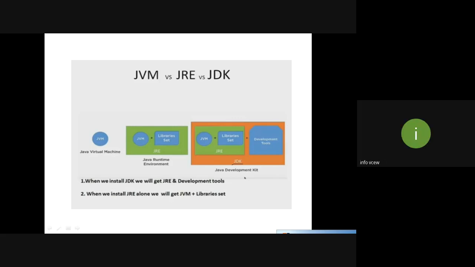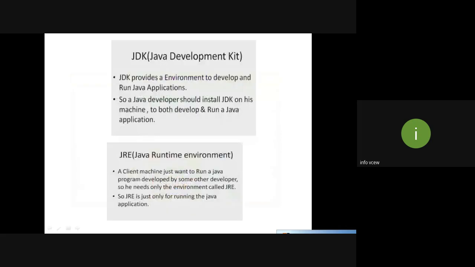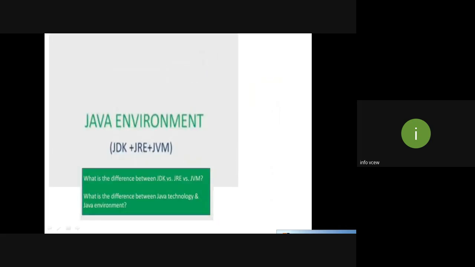Yes, ma'am. The difference between these two. So what is the combination of the Java environment? JDK, JRE and JVM. JDK means Java Development Kit, JRE means Java Runtime Environment, and JVM means Java Virtual Machine. JDK makes it possible to develop your Java application as well as run it, because JDK includes the JRE. What is in the JRE? The JVM and libraries. So with the JDK you can both develop and execute a program. Can you understand?